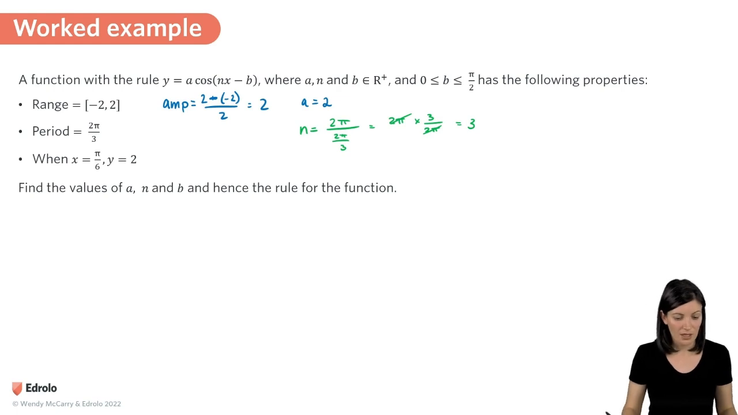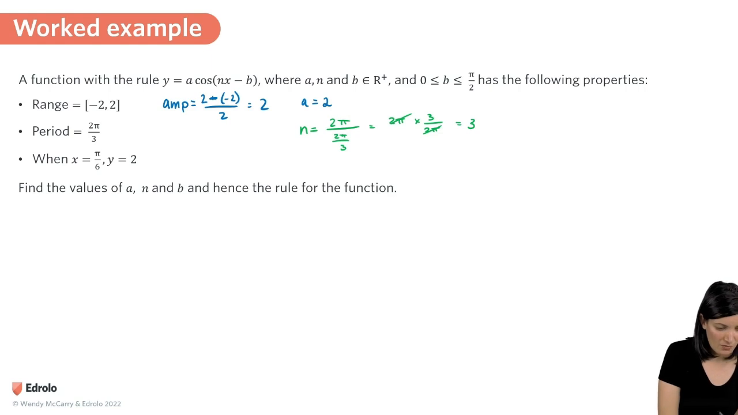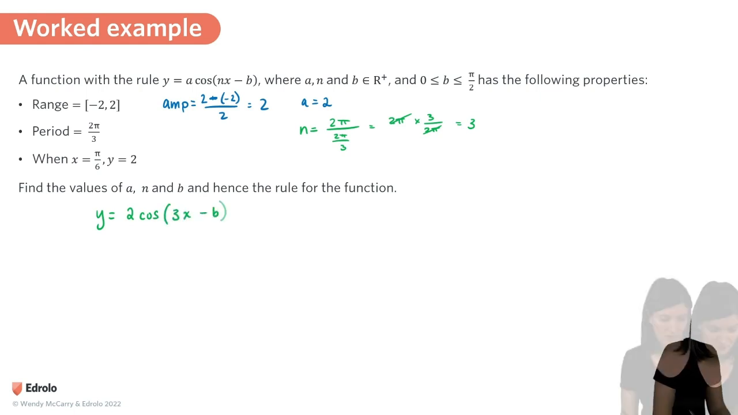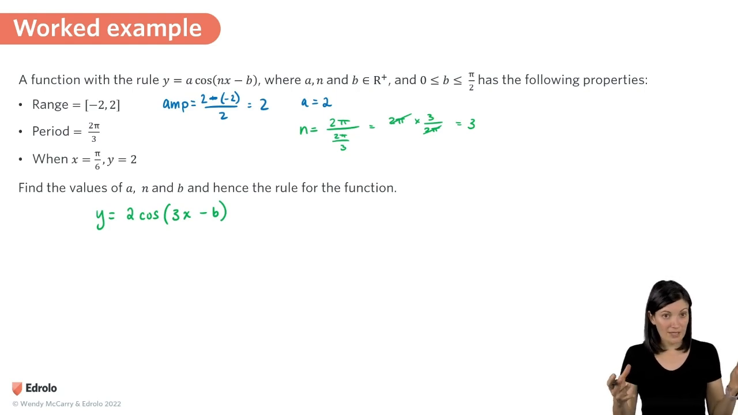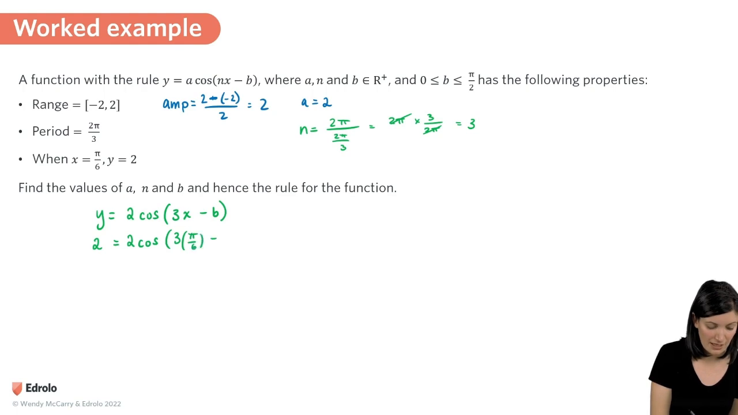Okay, now we're going to write the equation with what we have so far. So we have y is equal to 2 cos of 3x minus b. All right, so now we're going to substitute in that third piece of information. When x is equal to pi on 6, y is equal to 2. So we get 2 equals 2 cos of 3, x is pi on 6, so we substitute in pi on 6 minus b.